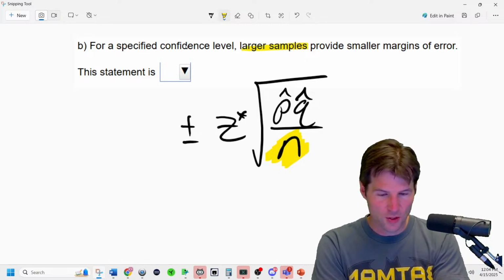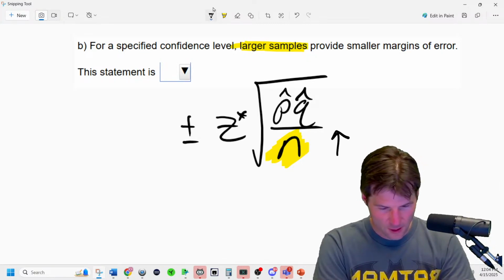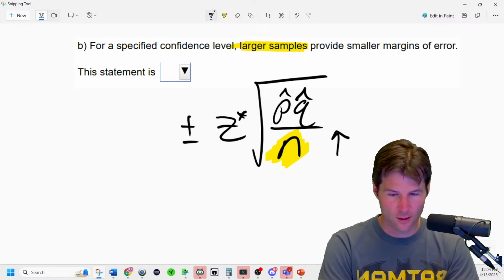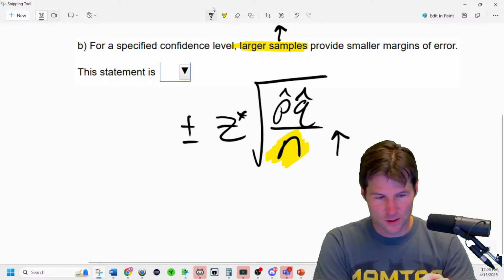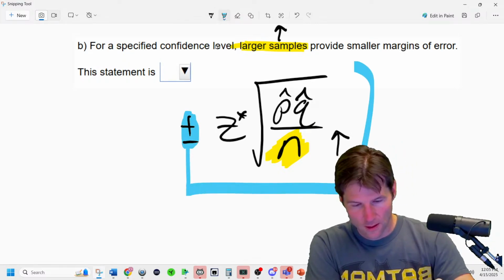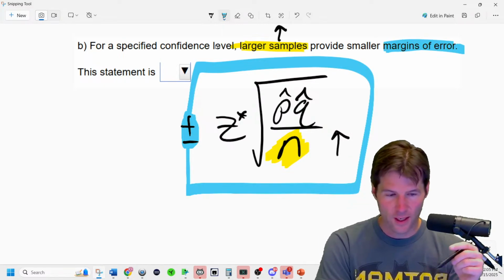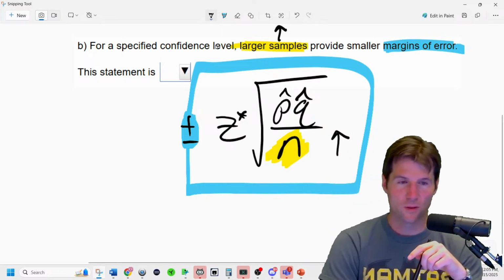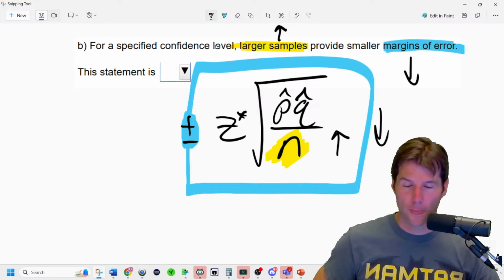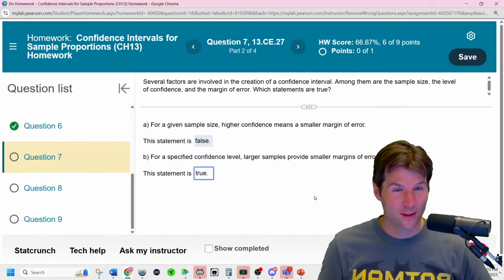So larger samples. If we increase the sample, we are dividing by a bigger number. So what happens to this equation if n gets bigger? If sample size increases, then margin of error will do what? Which is this whole quantity. If n gets bigger, margin of error, yep, because you're dividing by a bigger number, margin of error goes down. So that's a fact. Mathematically.